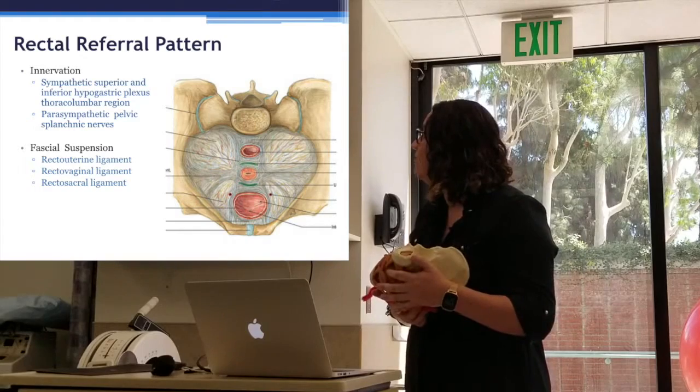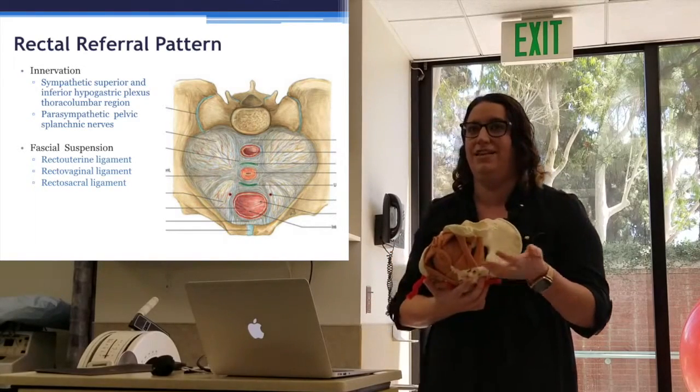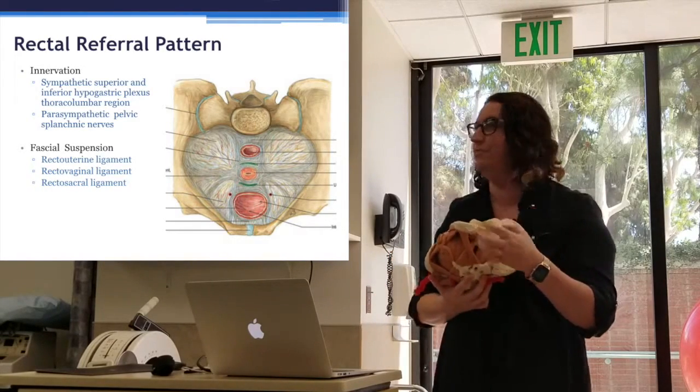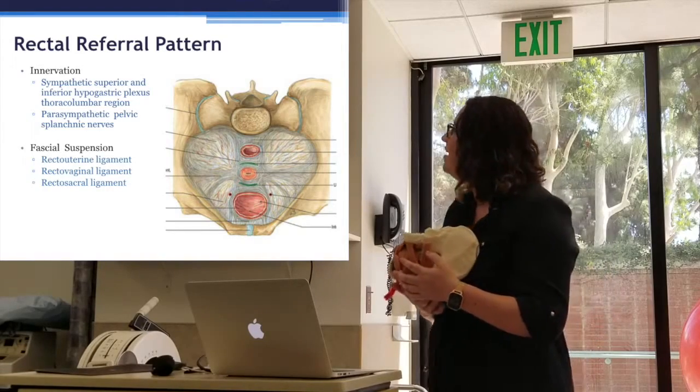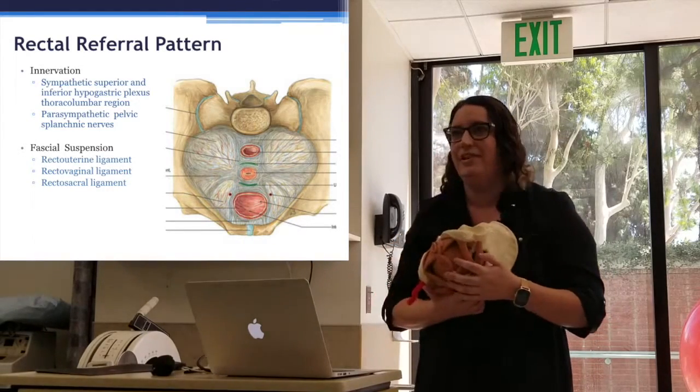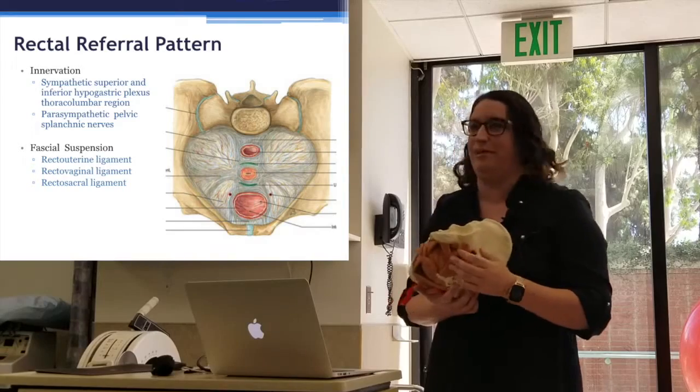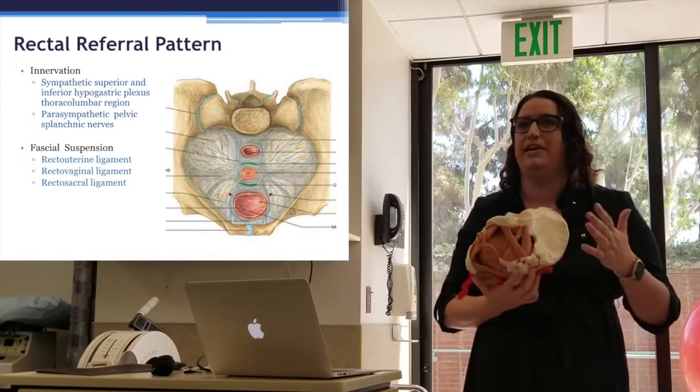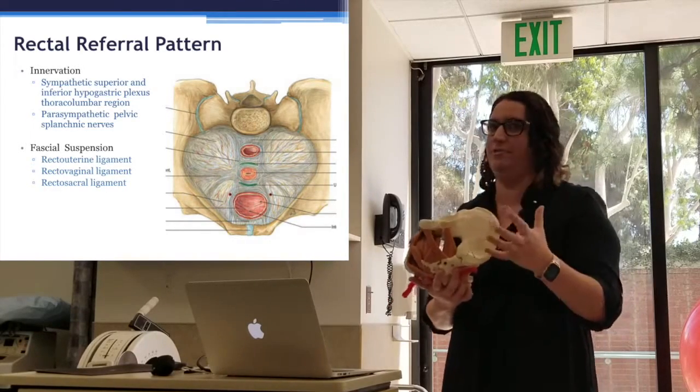And fascially, we have a rectouterine ligament, so anything that we're mobilizing through the uterus, we might also be getting some rectum there. We also have a rectovaginal ligament, and we have a rectosacral ligament. So again, anything on the sacrum, we can potentially offload the tension structures from anterior to posterior.